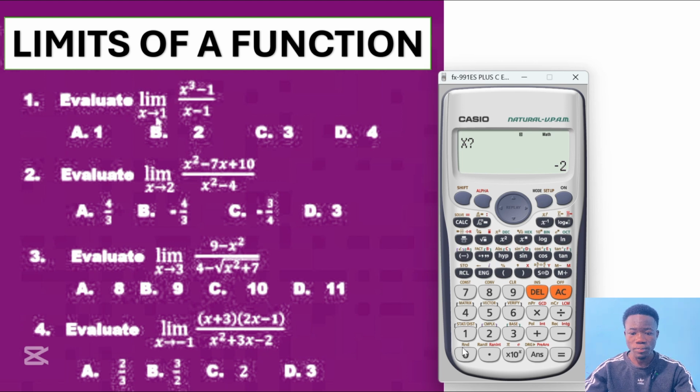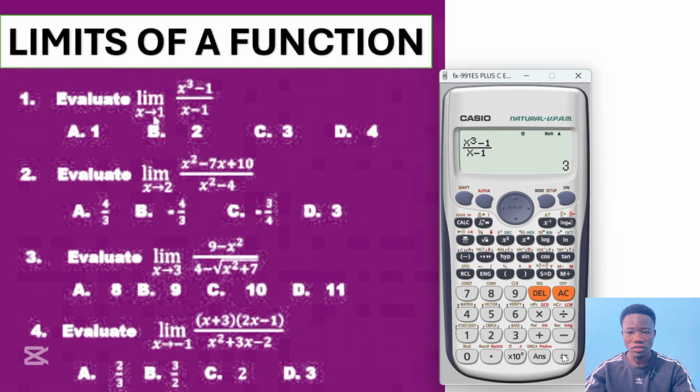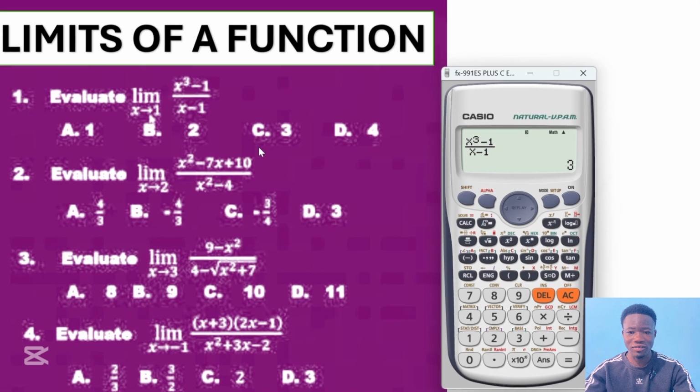So I can use 0.9999999, which is approaching 1 but it is not 1. Okay, then you press the equal sign, which means the correct answer here is 3.